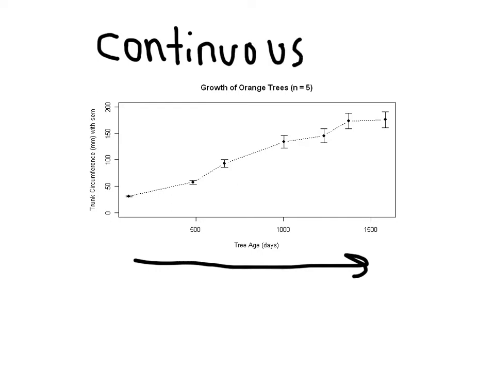Because every point along this graph has meaning. I can estimate what the circumference of the orange trees was after 250 days. I can come over here and get a point and go across and say, all right, well, the approximate circumference was 50 millimeters. I can go over, if I want to know, after 1,200 days. Okay, I could find that point on the graph and go over and say, okay, well, the circumference was about 150 millimeters. So every point along this graph has meaning because the tree is continually growing as time goes on.